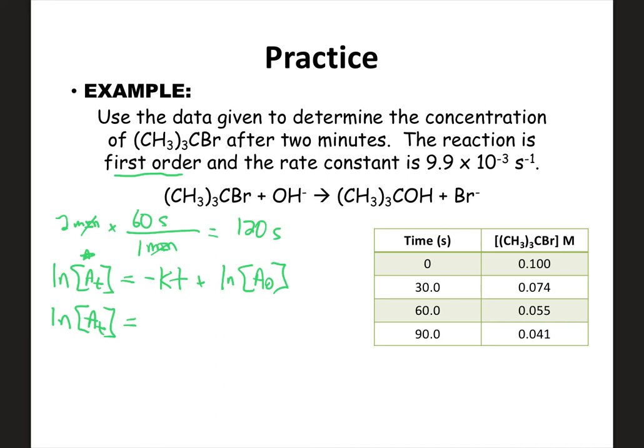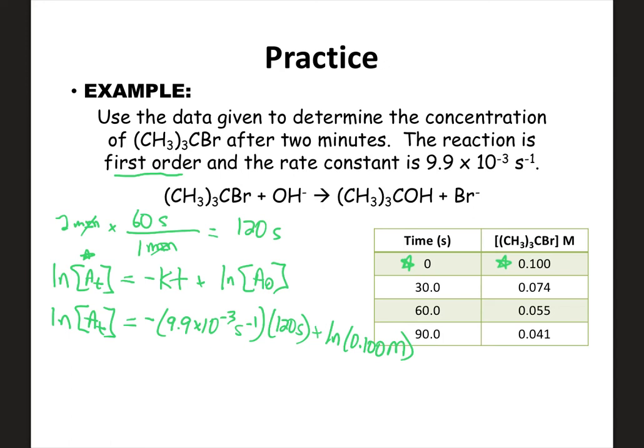They told us the rate constant here was 9.9 times 10 to the -3 seconds to the -1, times the time, which we converted here to 120 seconds, plus natural log of the concentration at time 0. So we have to look that up. They didn't tell us that. We have to look it up here on the actual chart. So we know we're going to do natural log of 0.100 molar. Okay, so now you're just going to do the math here and solve.